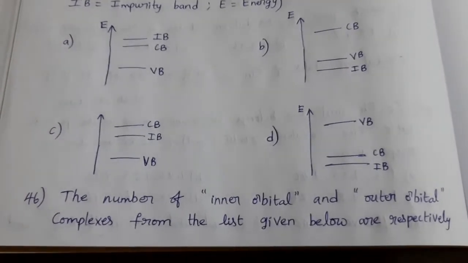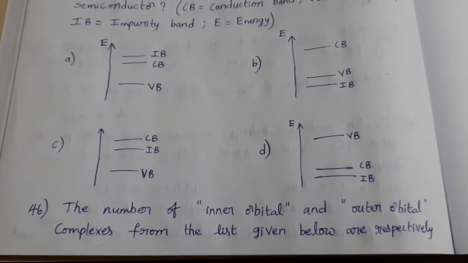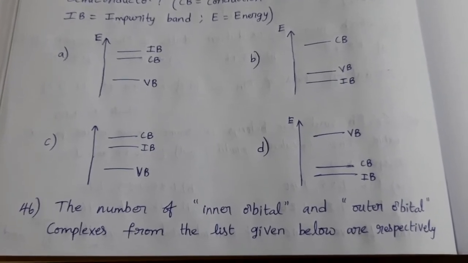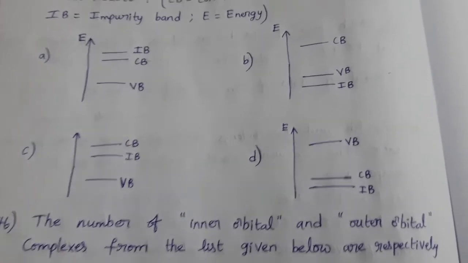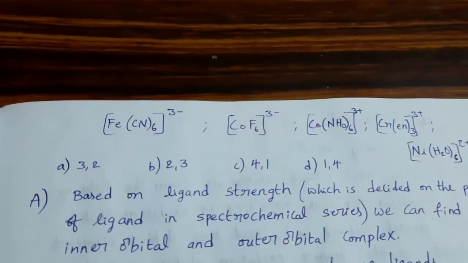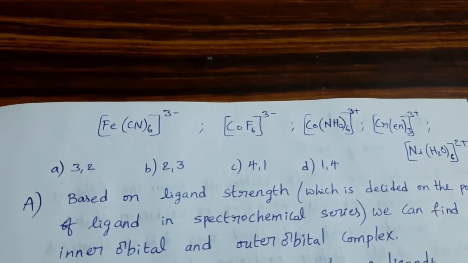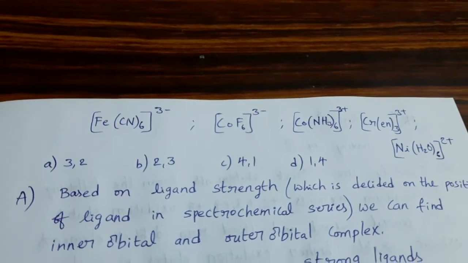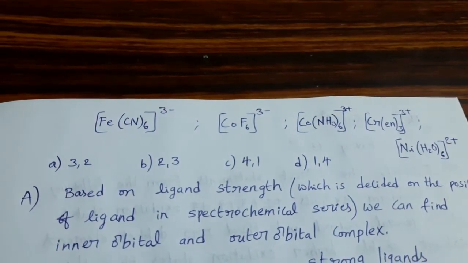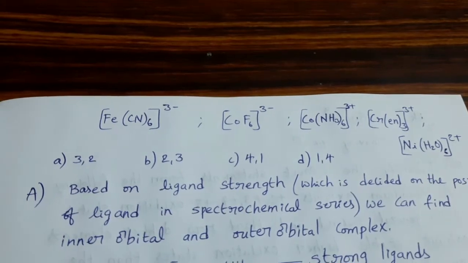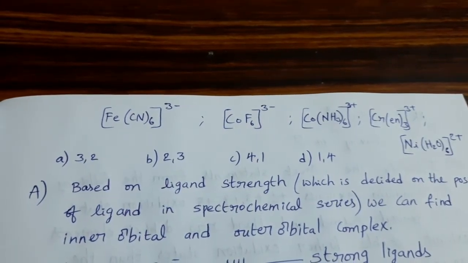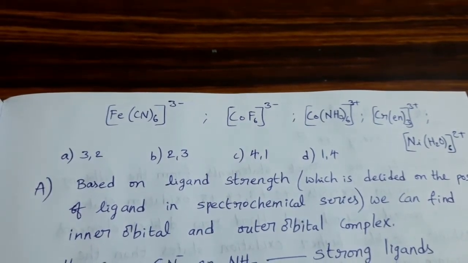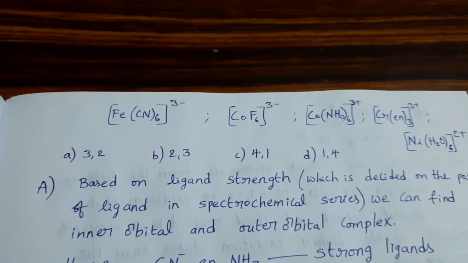Next, see the next one. The number of inner orbital and outer orbital complexes from the list given below are respectively. See here, 5 complex ions are given. In that we should identify inner orbital complex and outer orbital complex. In which case can we get an inner orbital complex? If the ligand is a strong ligand, then we can get an inner orbital complex, or otherwise if the ligand is a weak ligand, we can get an outer orbital complex.